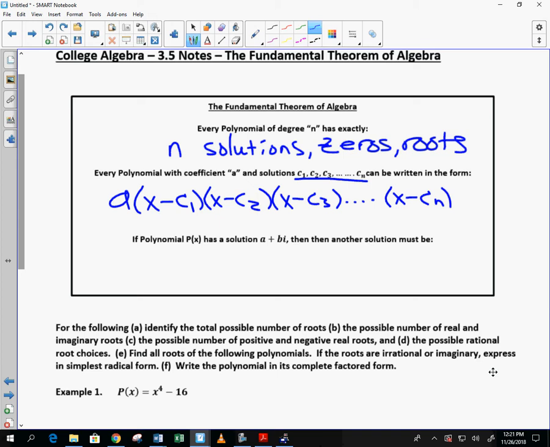There's one more part to the fundamental theorem of algebra. It doesn't seem like a big part, but it is crucial to making this work out. If a polynomial has a solution of a plus bi, then another solution must be a minus bi. What that tells us is that complex solutions, imaginary solutions, they come in pairs. You can never have just one. You would have to have two. If you see that there's three, there must be a fourth. They always come in pairs, and they match up as conjugates, which is really nice and useful.